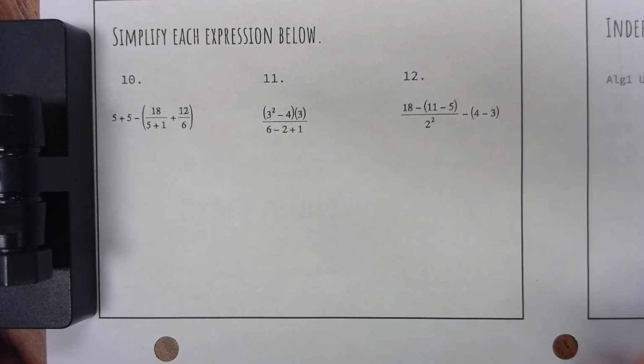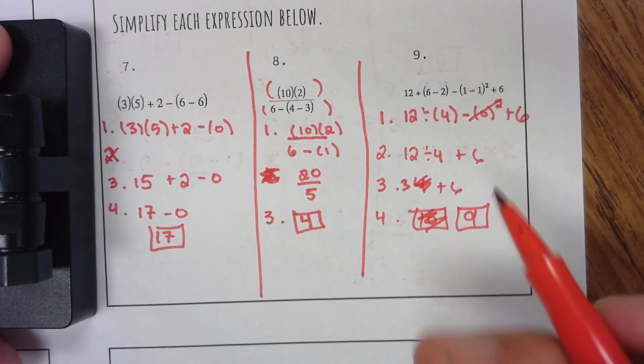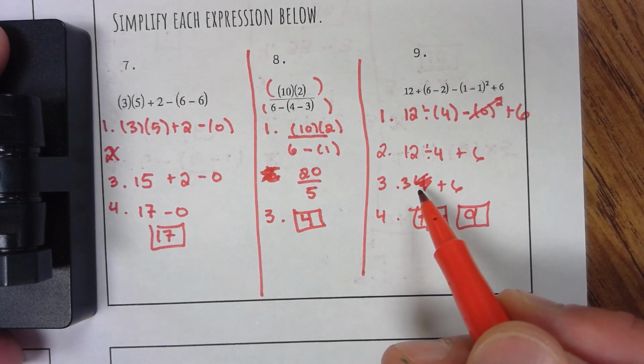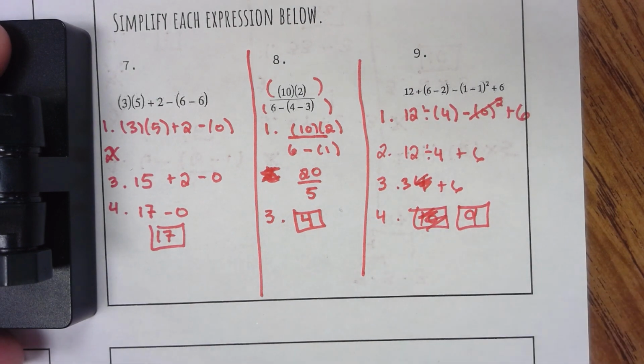All right, for those of you watching the video, I just want to recap. I made a mistake. 12 divided by 4 is 3, not 4. So this answer should be 9. Make sure you do catch that.